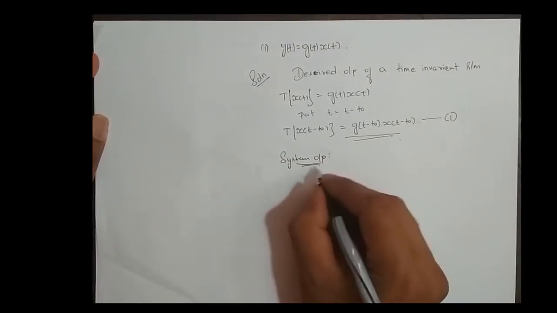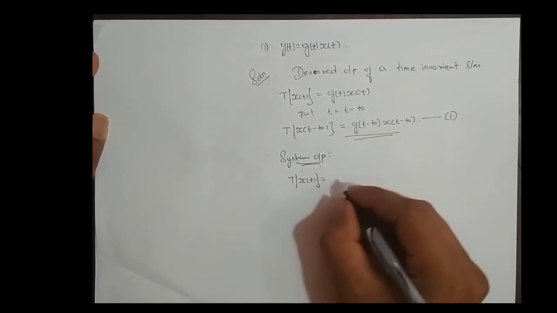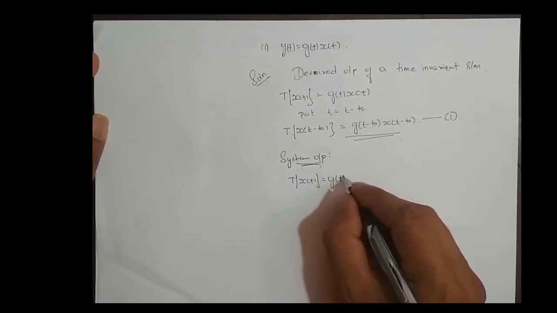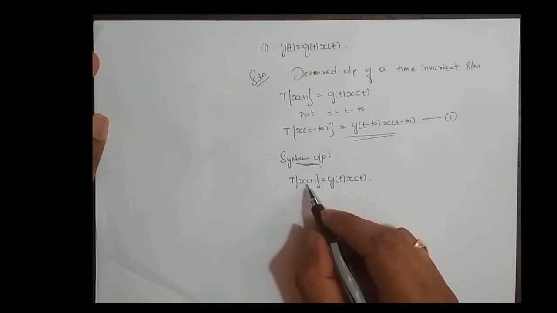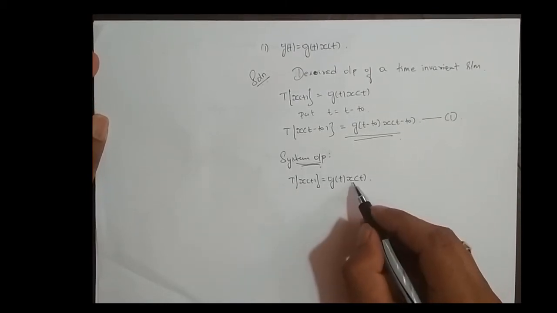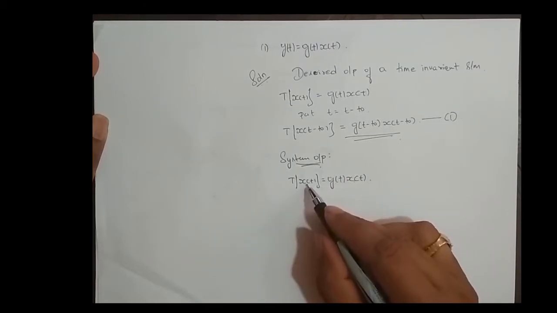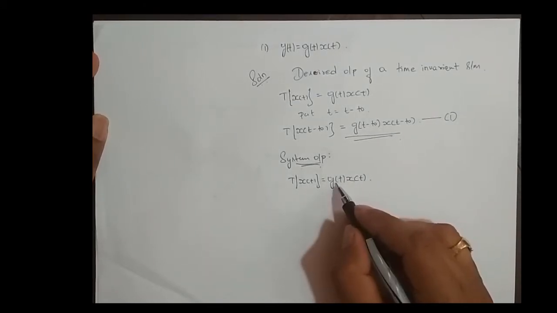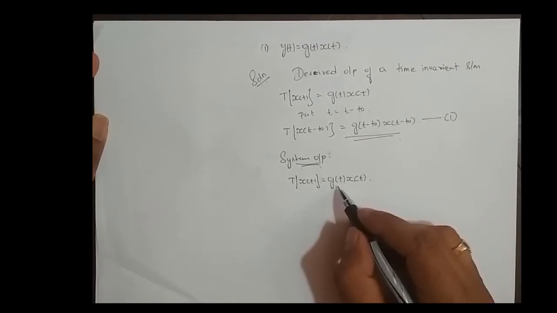System output. So how do we get system output? So transformation of x of t is equal to y of t, and y of t is g of t into x of t. Now what is the system doing? For the input signal x of t, whatever signal I feed, g of t is getting multiplied. Some arbitrary signal g of t is getting multiplied. If I send a sine wave, it gets multiplied with g of t. Any input signal, g of t is getting multiplied.